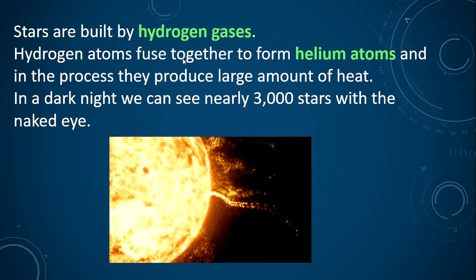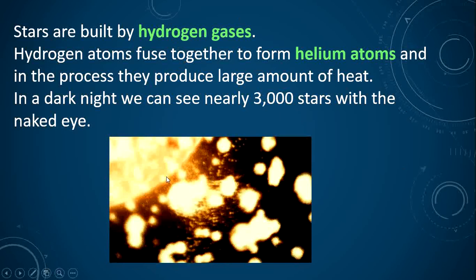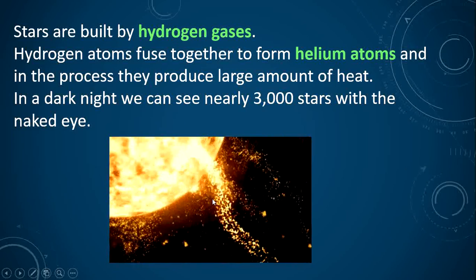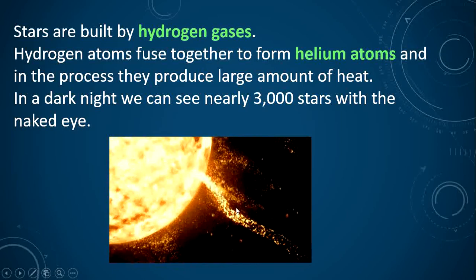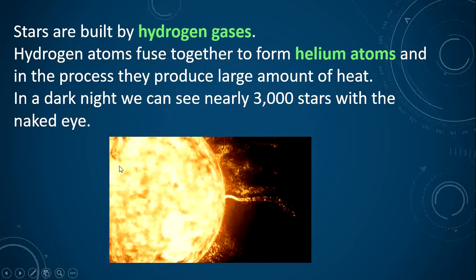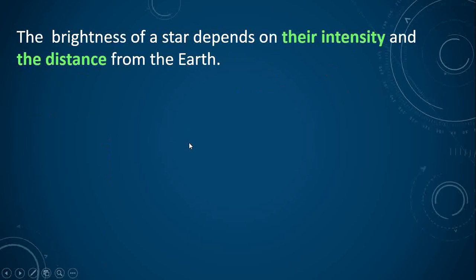In the dark night, we can see nearly 3000 stars with the naked eye. See this diagram. In this diagram, during the reaction, the helium atom produces an enormous amount of heat. The brightness of a star depends on the intensity and the distance from the earth. How can we find out the brightness of the star? The brightness depends upon the intensity and the distance from the earth.